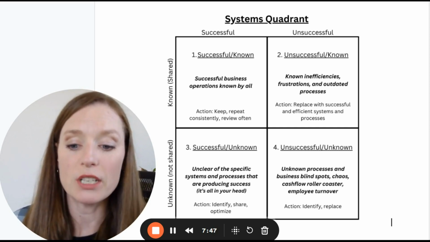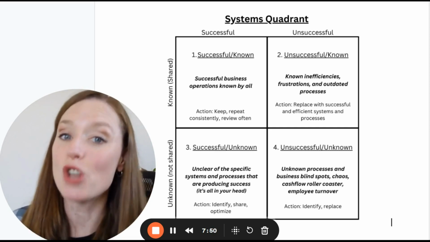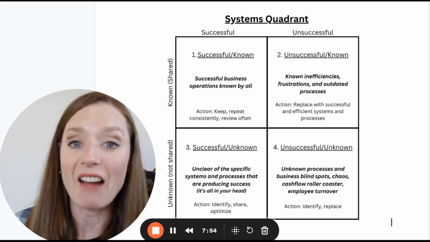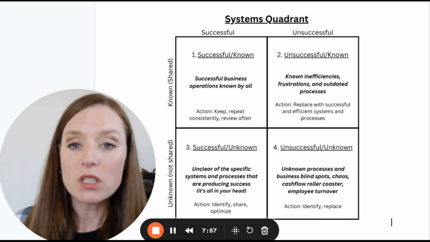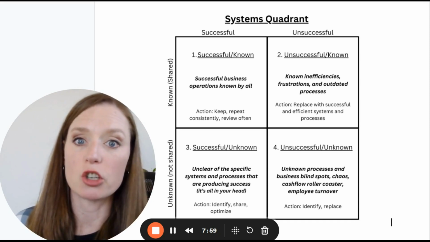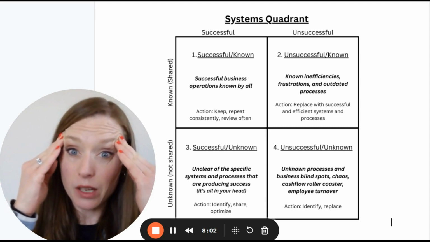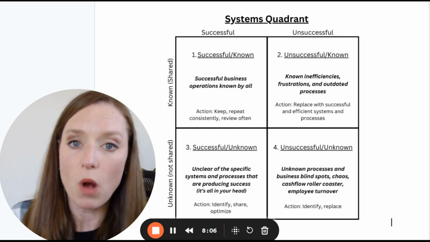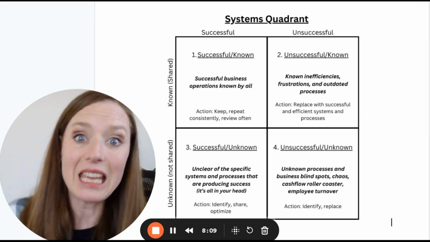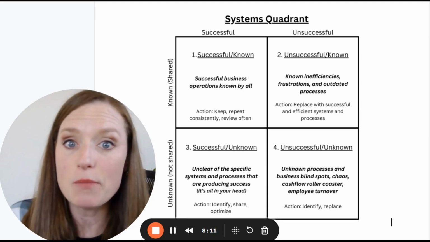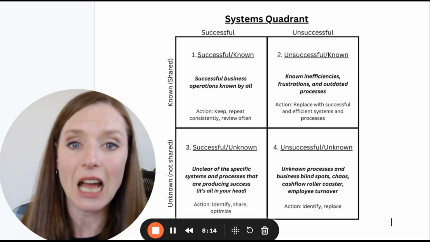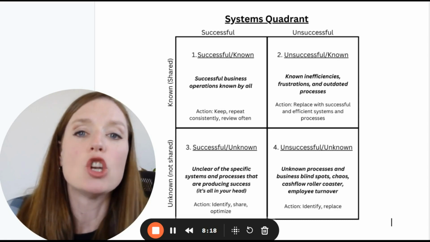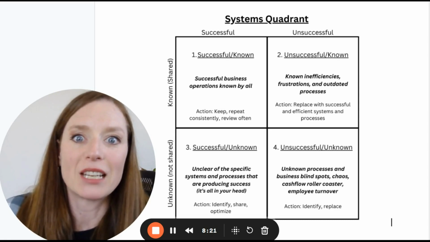And then the third quadrant is the successful systems that you don't know. Now, most of these are overlooked, but these are actually the ones that have the most power in them. Most of the time, when I'm working with new contractors, they'll tell me, I just have everything in my head and I try to hire and they don't actually do what I want them to do when I want them to do it. I think I'm telling them what to do, I think I'm training them well, but then it's just not working. And that's because there are systems that you don't even know you do, but they're successful.